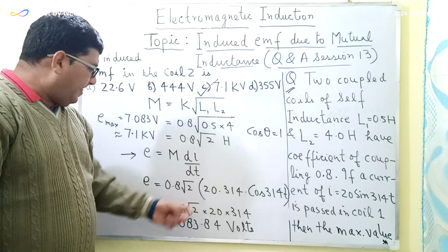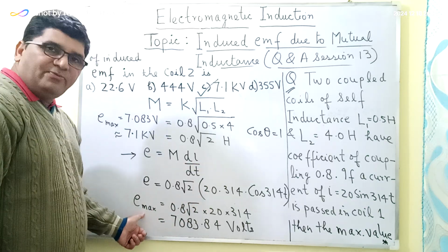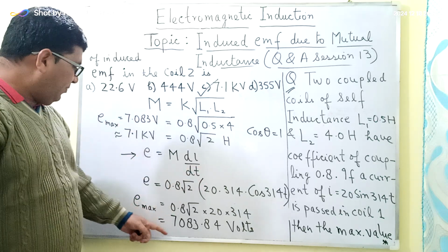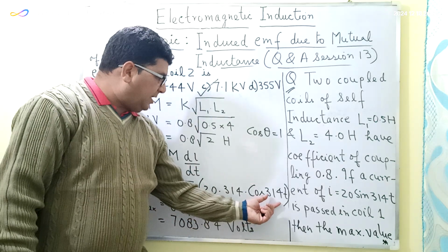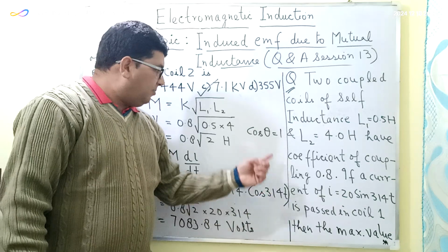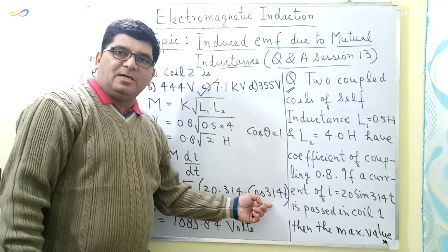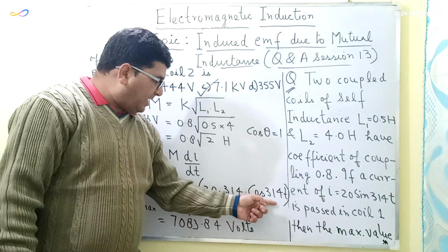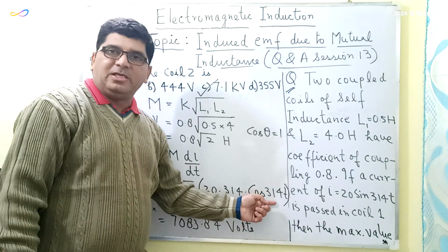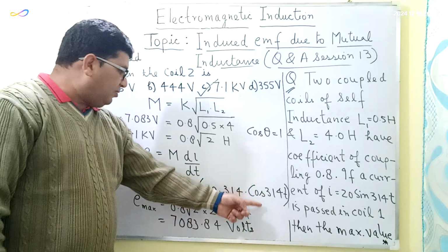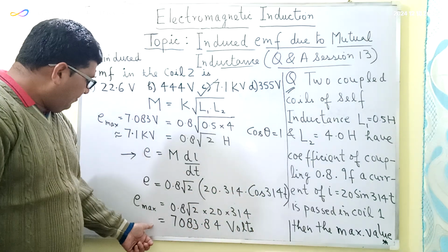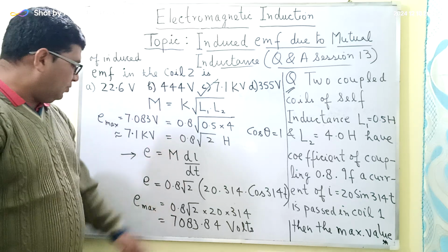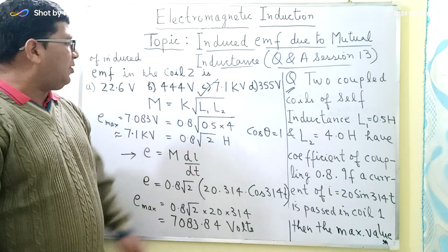After finding this value, we found the maximum value of the induced EMF by putting the value of cos 314t as equal to 1, because the maximum value of cos theta is equal to 1. So by putting this value equal to 1, we have been able to find the maximum value of the induced EMF in coil number 2, which was approximately equal to 7.1 kilovolt.